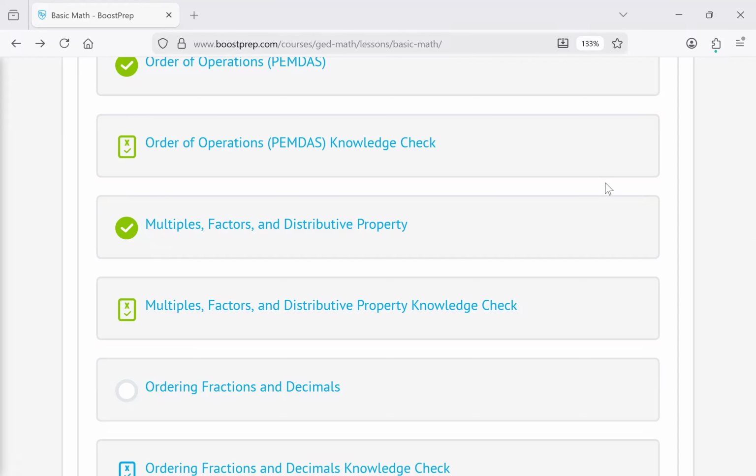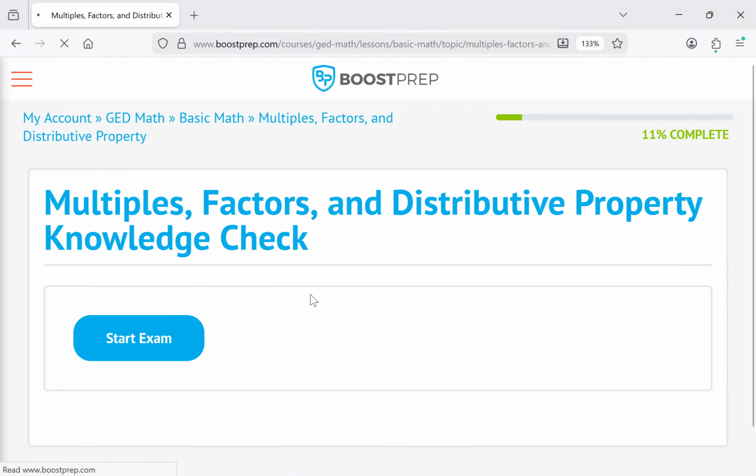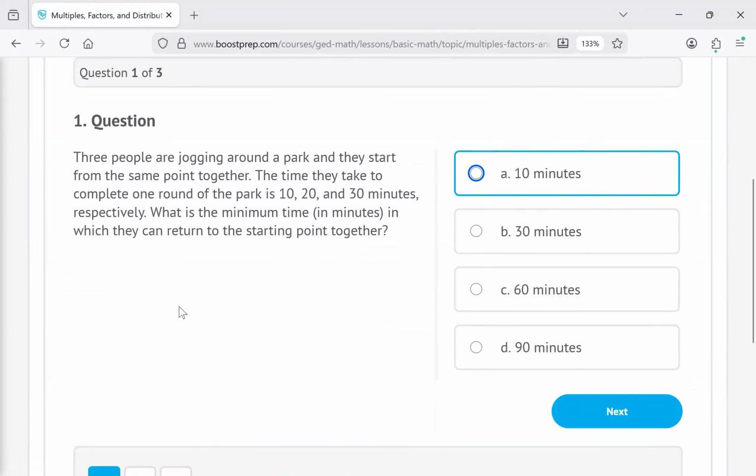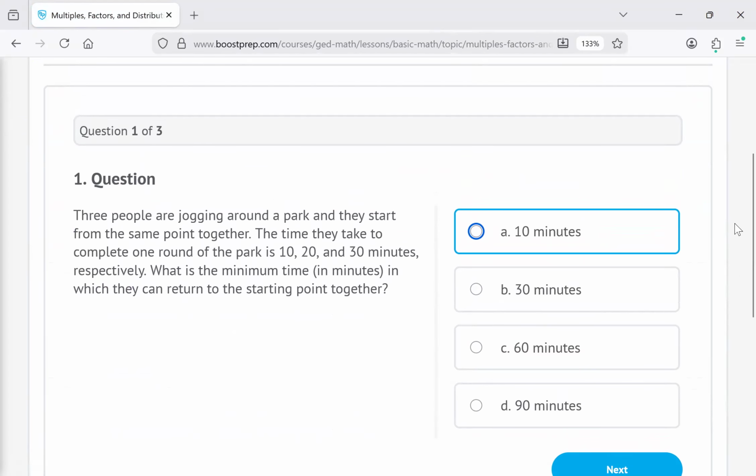Hello. In this video, I will do a GED video regarding multiple factors and distributive property. So let's start with the knowledge check tests. But wait, before we move on, we are dealing with multiple factors and distributive property.